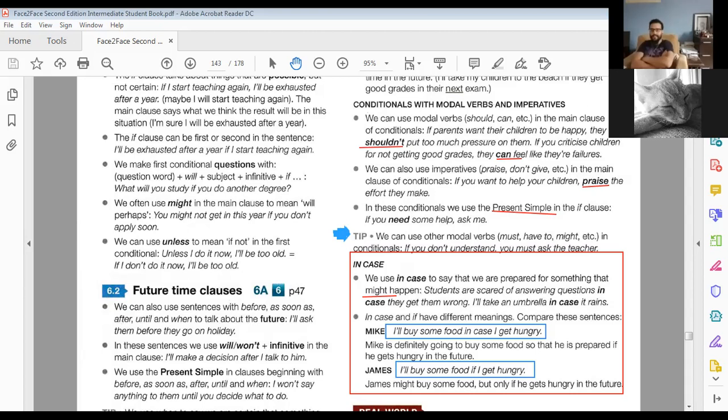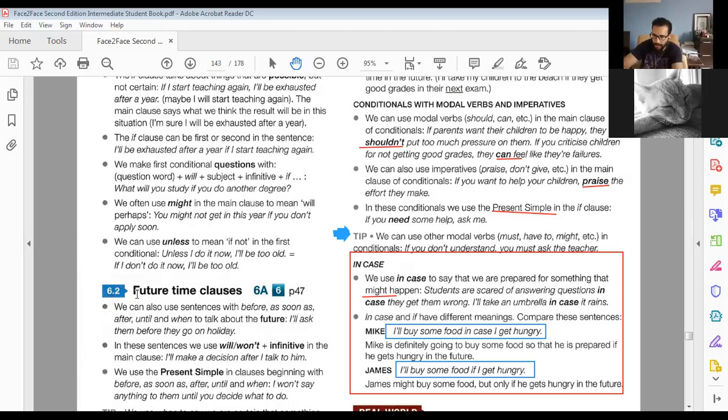Give me another example please, it's still escaping me. All right. Let's think of another example. I'll study an extra 2 hours in case the exam is difficult. I'll study an extra 2 hours if the exam is difficult. Which one of them is right, by the way? One of them is wrong. Why? Yeah, I will study an extra 2 hours in case the exam is difficult.